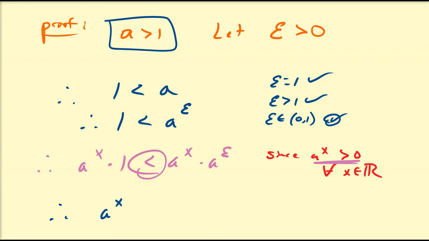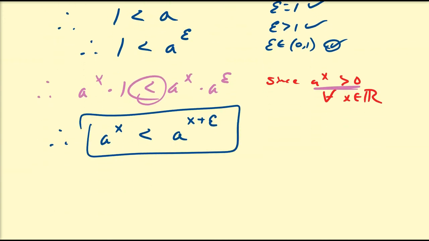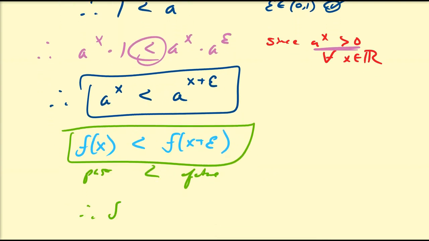So once I have that, I'm going to have a to the x is going to be strictly less than, using my properties of exponents, this is going to be equal to a to the power of x plus epsilon, right? So my claim is that this proves my result. So remember, a to the x is just the same thing as f of x, and a to the x plus epsilon is just the same as f of x plus epsilon. So since epsilon is some point in the near future, this means some point in the future is always greater than some point in the past. So since this is true, that means f is increasing on the entire real line, which completes the proof.